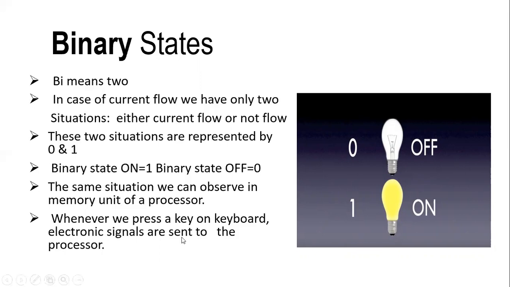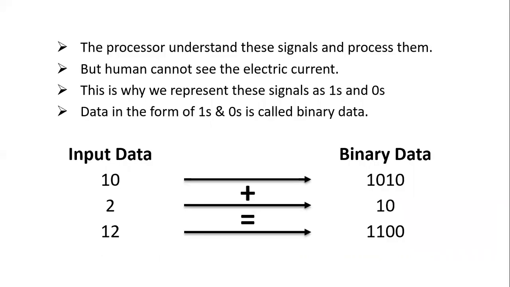The same situation we can observe in the memory unit of a processor. The CPU works with these signals. Whenever we press a key on the keyboard, electronic signals are sent to the processor, and then it works accordingly. The processor understands these signals and processes them very easily. But humans cannot see those electronic currents. That is why we represent these signals as ones and zeros. Data in the form of ones and zeros is called binary data.